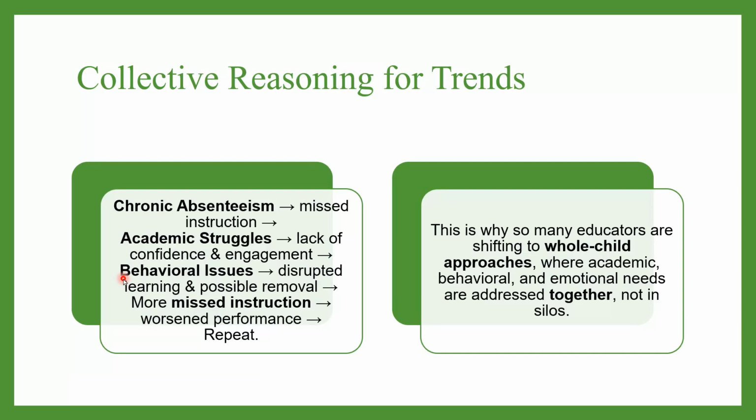So here, it's sort of like a diagram that shows this. Chronic absenteeism leads to misinstruction. Academic misinstruction leads to lack of confidence or engagement. Behavioral issues can lead to more things happening, so more misinstruction. And then it's like a repeated cycle. This is why many districts are looking at the whole child. So this is under that Georgia MTSS umbrella that includes social emotional, PBIS, and so forth.